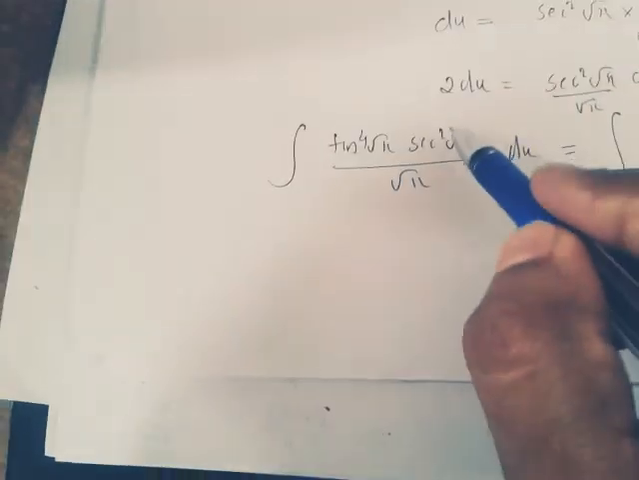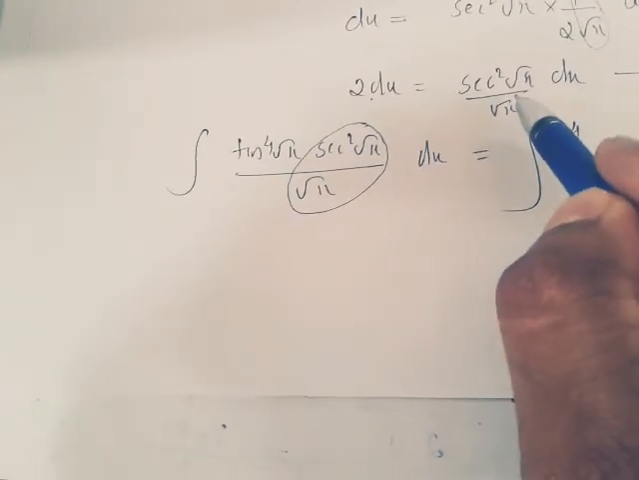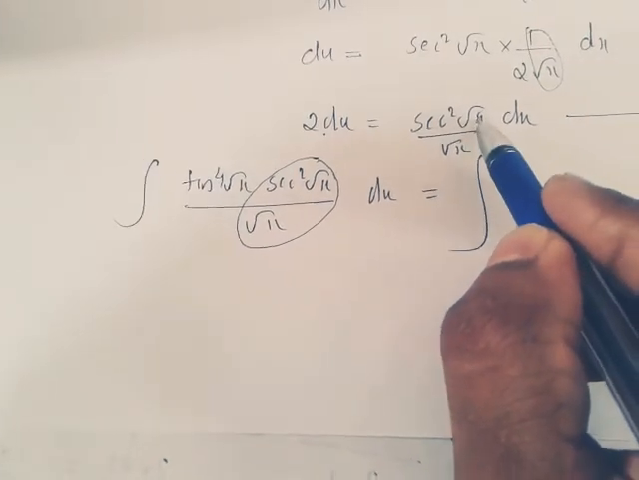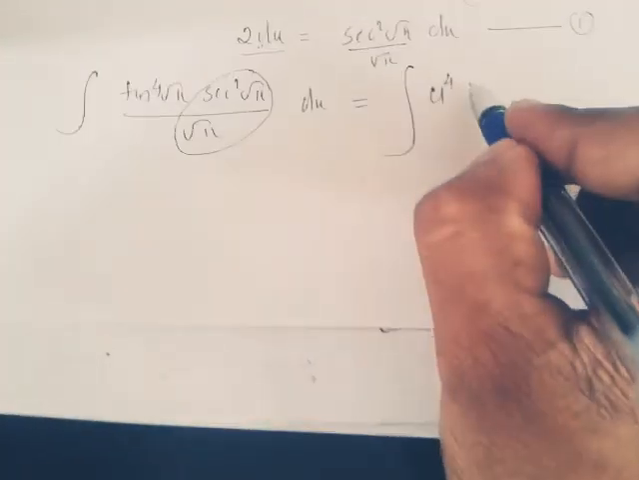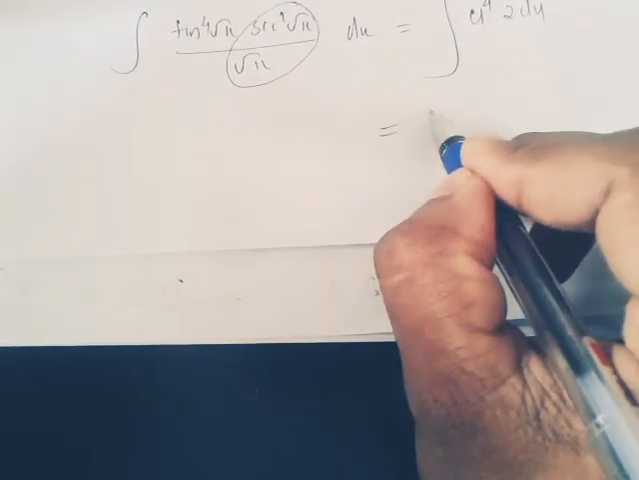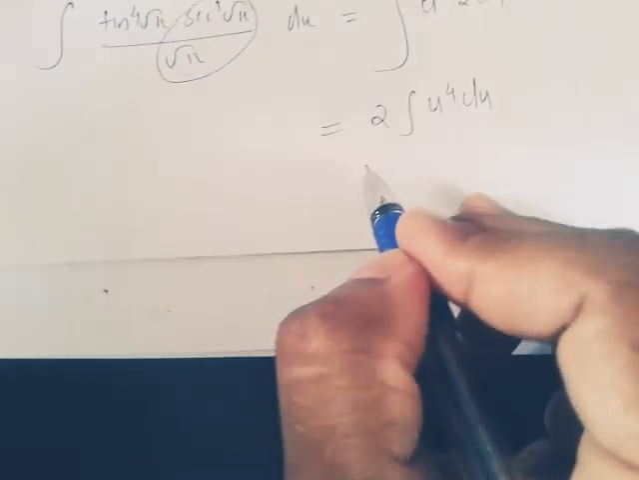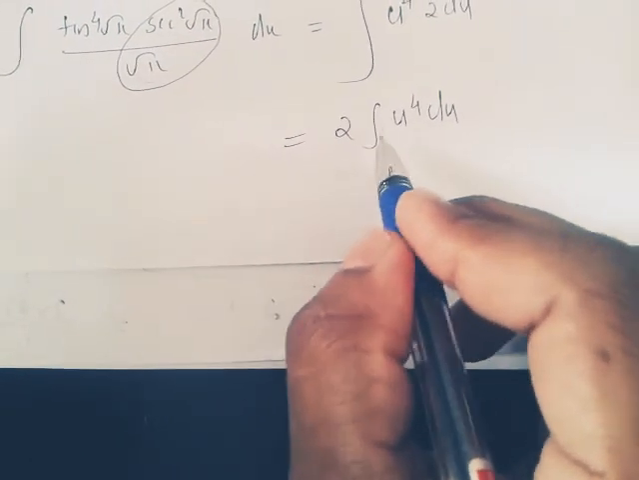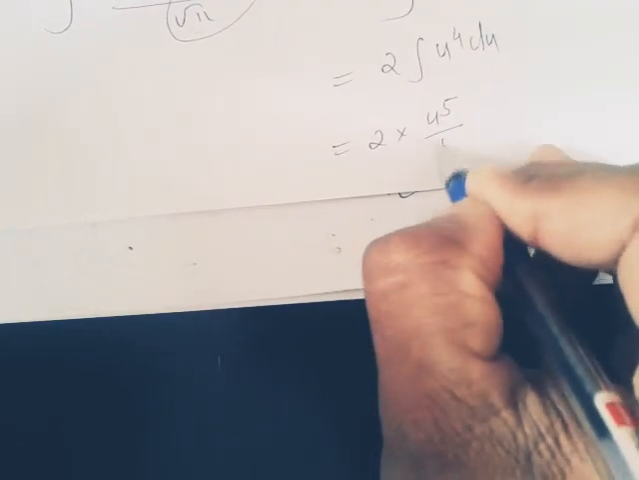Now it becomes u raised to 4. Can you replace this sec square root x by root x as 2 du? Because we understood that sec square root x by root x dx is nothing but 2 du. So substitute that, and now it's time to take this 2 outside. So it becomes 2 into integral of u raised to 4 du, and it's very simple. It becomes 2 into u raised to 5 divided by 5 plus c.